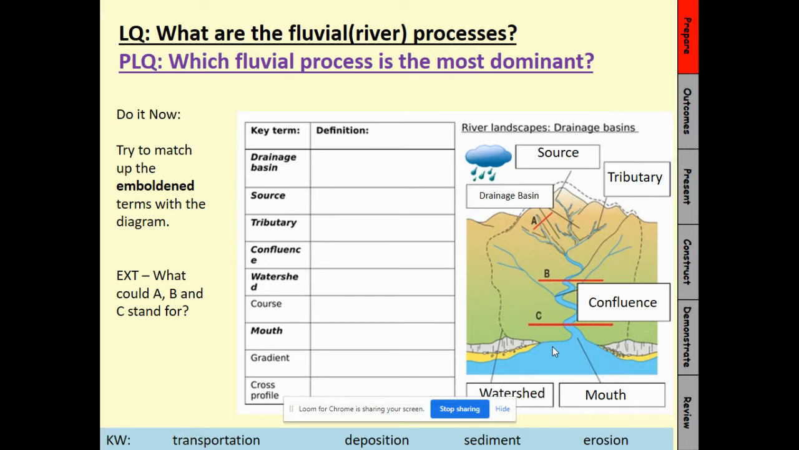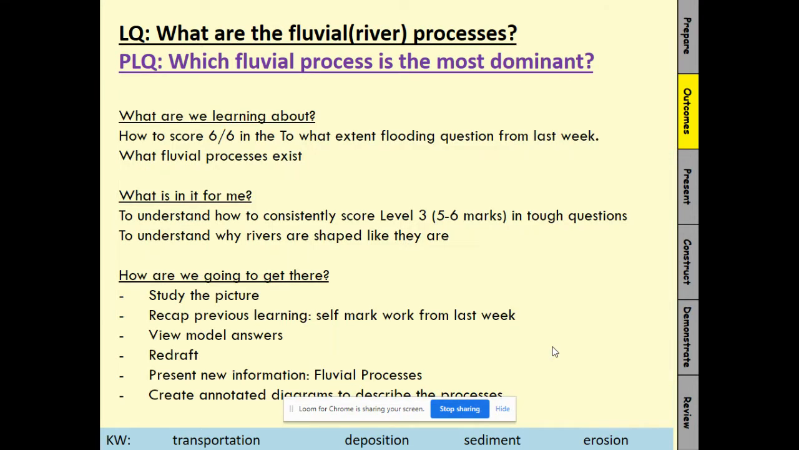You would have done a bit of work last week, so some lovely drainage basin diagrams where you've done a bit more work on that. Based on Mr. Joy's lesson last week, you would have done a 6-mark question. We're going to mark it, then look at 2 model answers, and then there'll be an opportunity for you to redraft it.